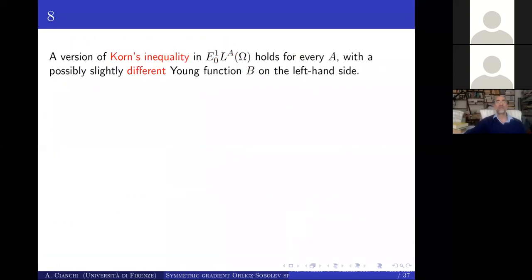Special cases are also in a paper by Acerbi and Mingione, who dealt with this kind of nonlinear problems for elliptic PDEs. Now, in fact, a version of the Korn inequality is available even if these assumptions on A are dropped. But then the inequality in general takes a weaker form, in the sense that the Young function that appears on the left-hand side of the inequality, the one that takes into account the full gradient, can be slightly weaker than the one on the right-hand side.